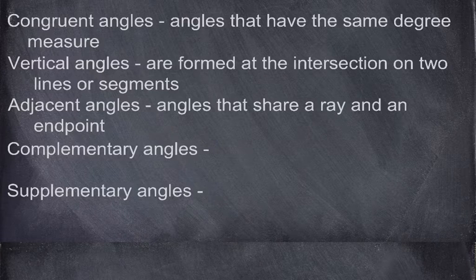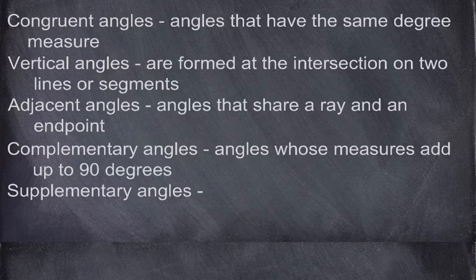Two more words here. The next one is complementary angles. What are complementary angles? Complementary angles are angles whose measures add up to 90 degrees. So what we learned about a 90-degree angle is a right angle. So what we can say is basically the two angles would add up to create a right angle.